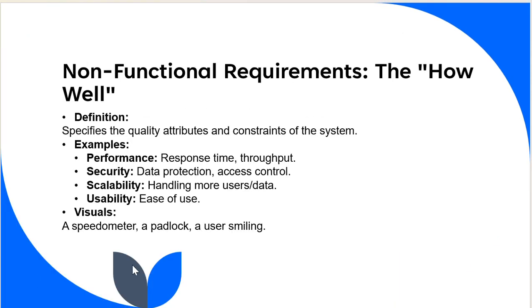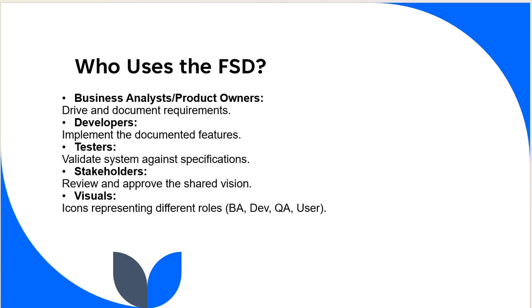Then non-functional requirements define how well the system works: specific quality attributes and constraints of the system. For example: performance, response time, throughput; security, data protection, access control; scalability, handling more usable data; usability, ease of use. The visuals, a speedometer, padlock, and user modeling, should be used in non-functional requirements. And the system should cover all the non-functional requirements in detail. Let's move on to the next slide.